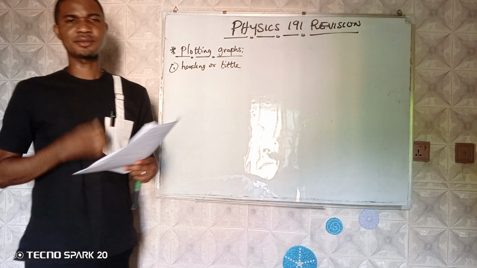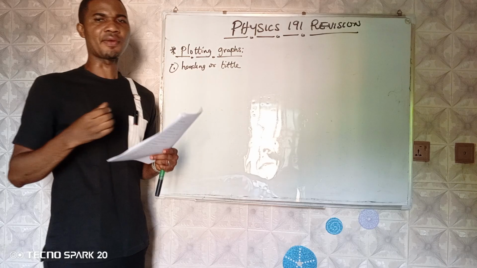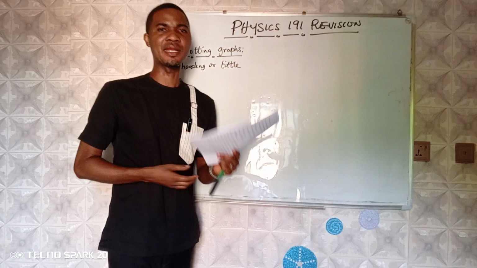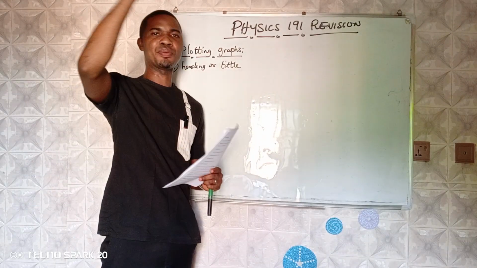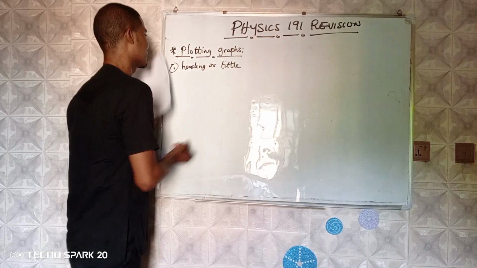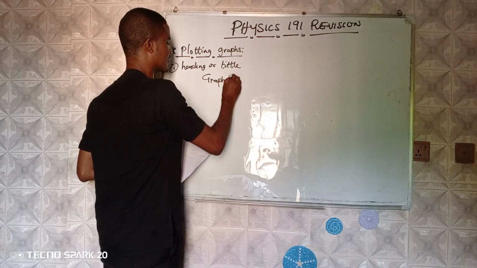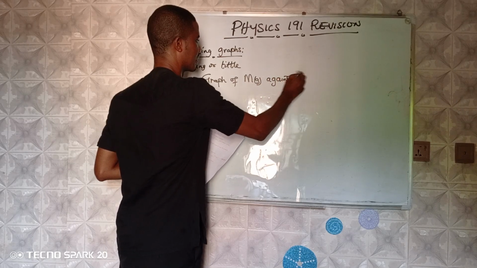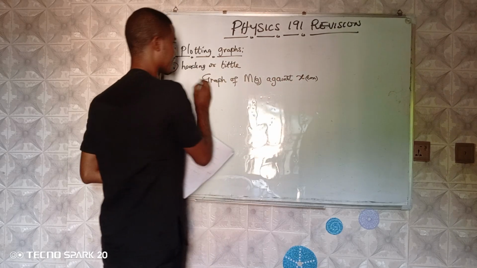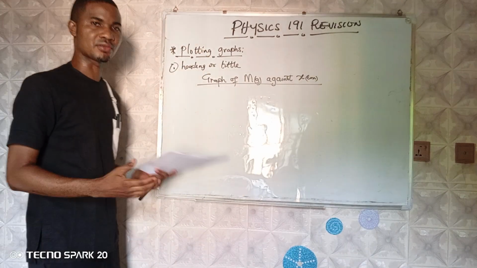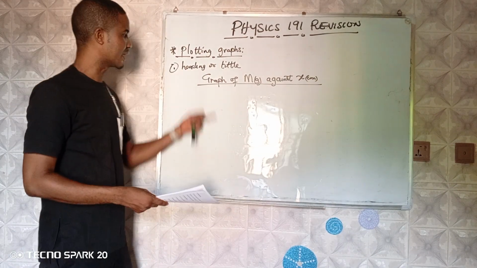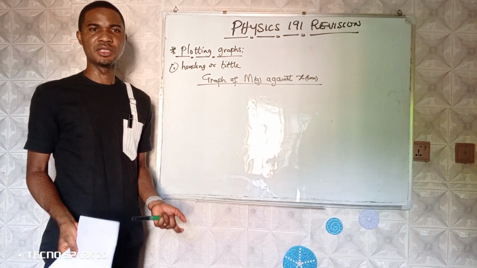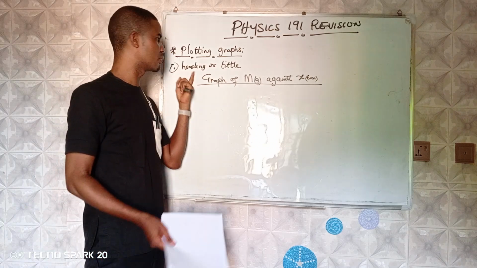Some might ask, what do you mean by heading or title? If I want to plot a graph, for example, I should plot a graph of M against X. So at the top of the graph sheet, I will write: graph of M measured in gram against X measured in centimeter. This is the title. Every graph must have a title, or you can call it heading. Without the heading or the title, we don't know the graph you are talking about, and we don't know the essence of that graph.